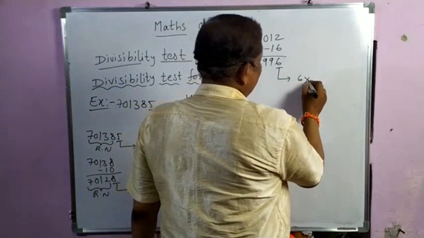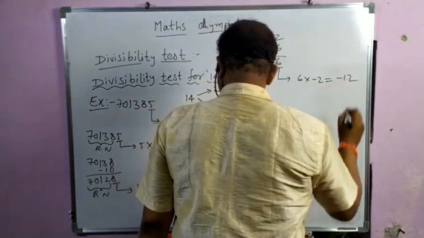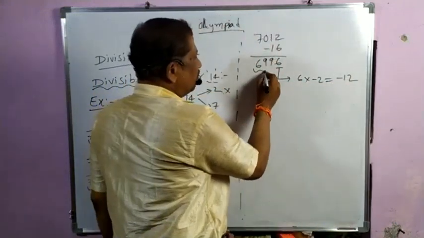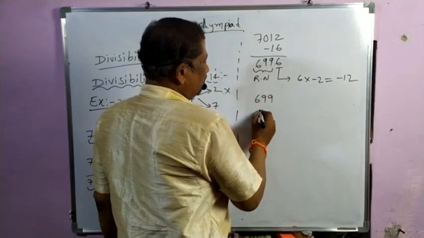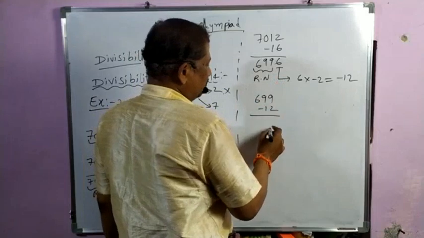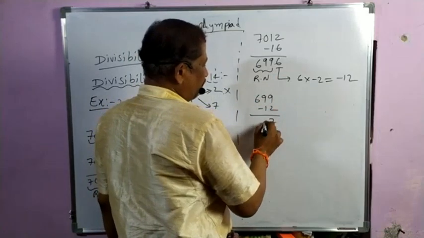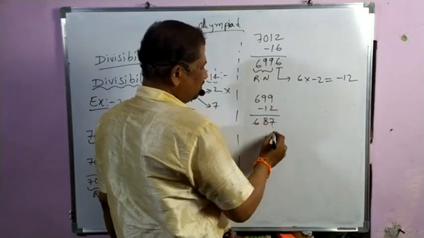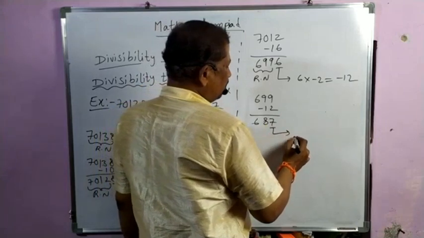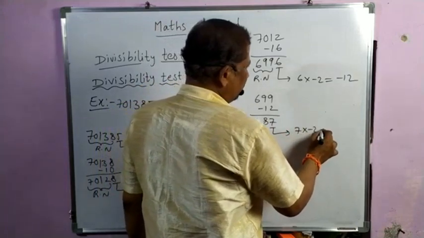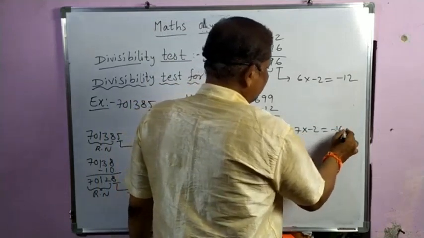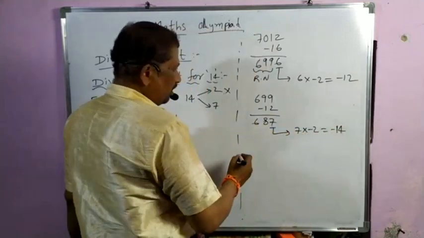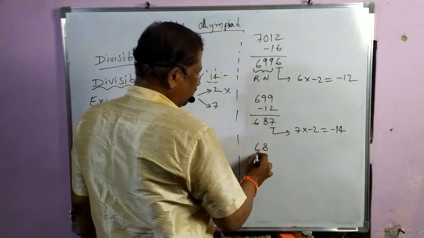Large digit, we have to multiply with minus 2. Minus 12 we will get. This one you have to subtract from the remaining number: 6, 9, 9, so minus 12. So this one becomes 786. Again, if this one you feel is big, you do the same process. The large digit is multiplied with minus 2. Minus 14 you will get. This 14 is subtracted from the remaining number.